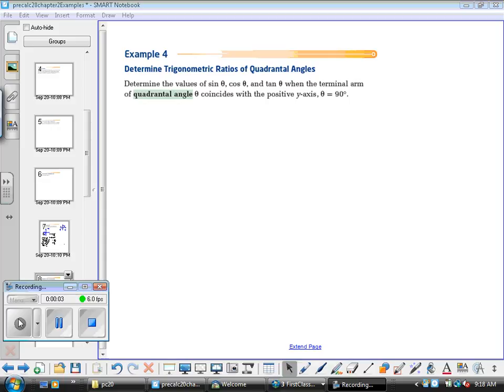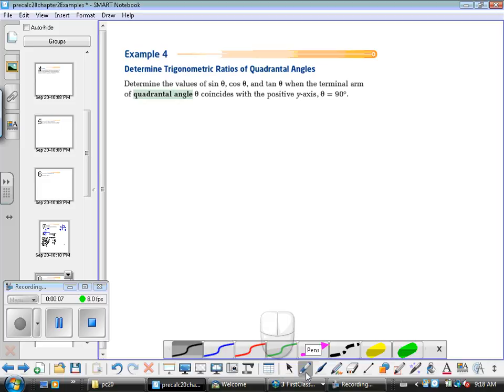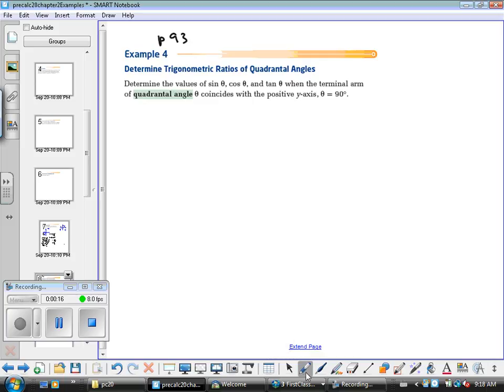From page 93, this is example 4 from section 2.2. Determine the trigonometric ratios of quadrantal angles. Something that we haven't done is we've done angles for each of the quadrants, but we haven't done the ones where the terminal arm lies on one of the axes.